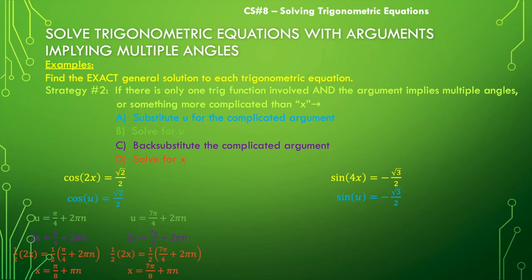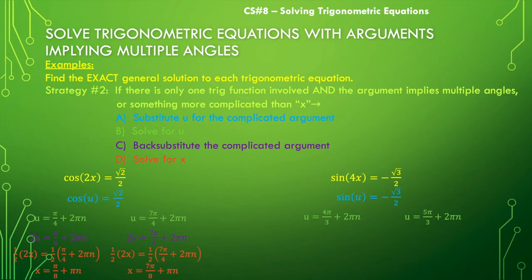Okay? Which angles have a sine of negative rad 3 over 2? So which angles have a y value, since we're looking for sine, of negative rad 3 over 2? Well, I think you'll find those in the third and fourth quadrants. And you should say that it's going to be 4 pi over 3 and 5 pi over 3. So again, we're going to use the plus 2 pi n since we're looking for our general solution. Okay, so we've solved for u.